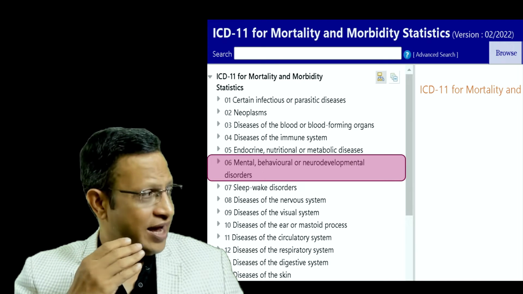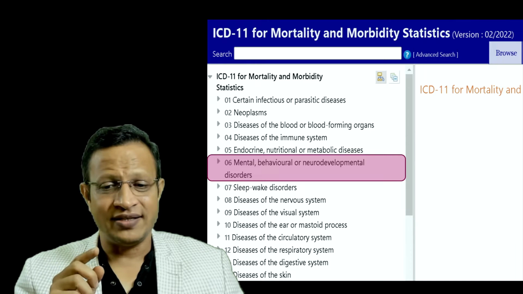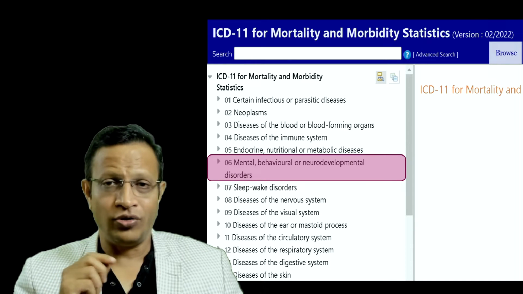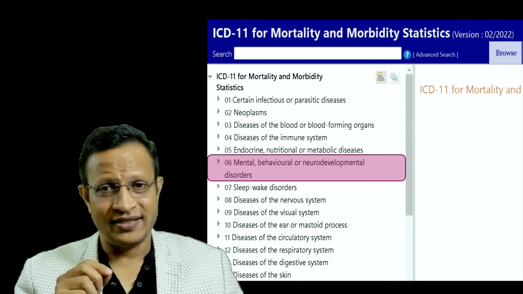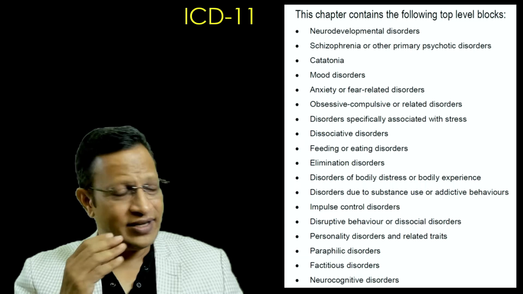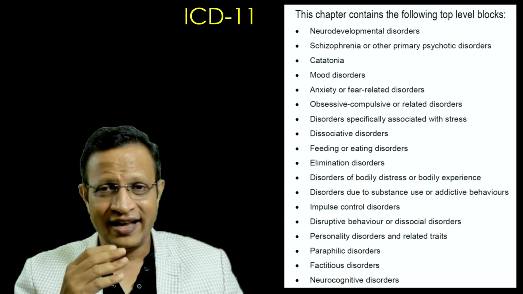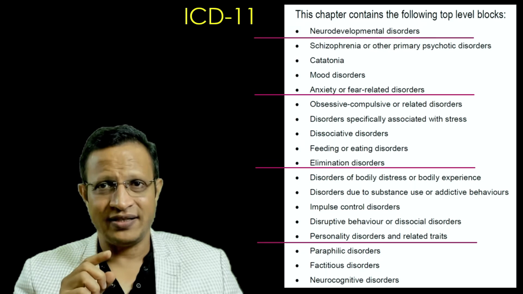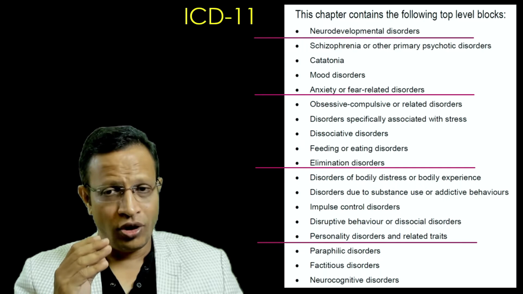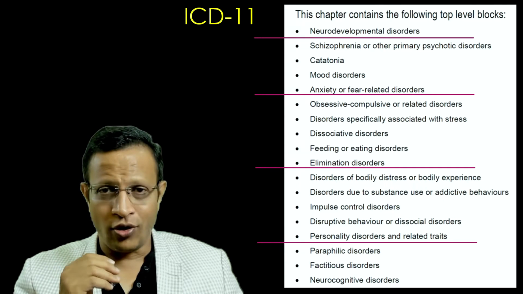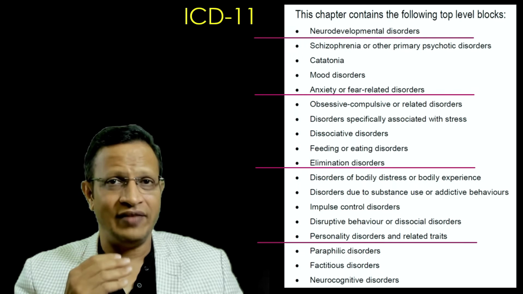Let's look into this. In ICD-11, if you look at the chapters arranged, chapter 6 is mental, behavioral or neurodevelopmental disorders. If you click this chapter 6, you will find the subcategories placed like this. These are the sections of ICD-11 in chapter 6. You can see the important classification from neurodevelopmental disorders to the neurocognitive disorders at the end. So this has been placed in ICD-11 like this.